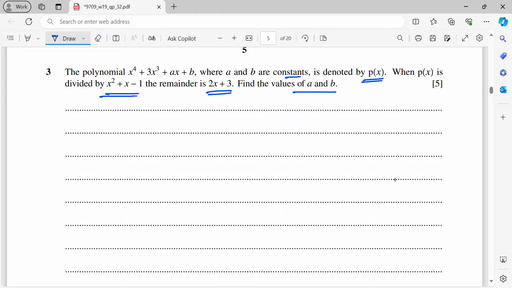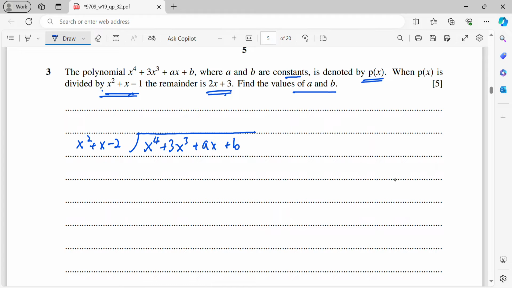Okay, since we have the remainder here, and this quadratic cannot be factorized, you can just check using the calculator. The easiest way to solve this question is using polynomial division. So x^4 + 3x^3 + ax + b, divided by the quadratic divisor. Now, perform the long division.